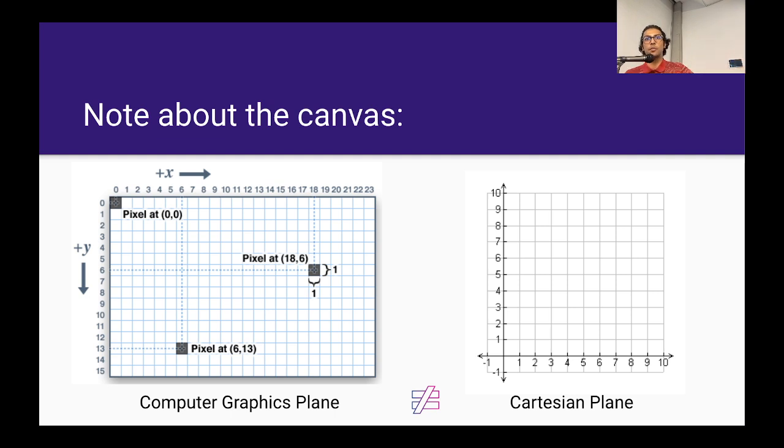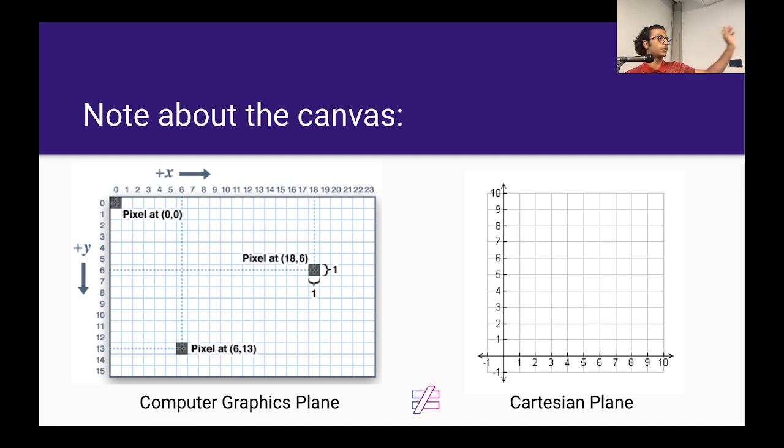You have an x-axis and a y-axis, and the x-axis grows positively to the right, negatively to the left, and the y-axis grows positively up and negatively down. However, the only difference with the computer graphics plane is the x-axis is still the same, it's just your y-axis is flipped. So your origin, your 0, 0, is at your top left point. So the y-axis actually grows positively downwards and negatively upwards. So you gotta keep that in mind. The y-axis is just flipped, that's the only difference.